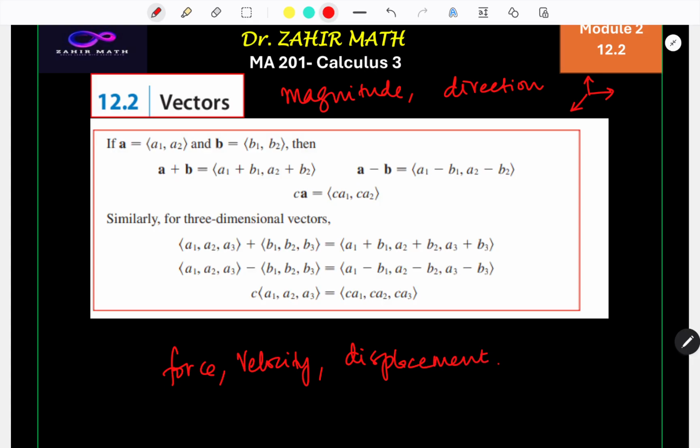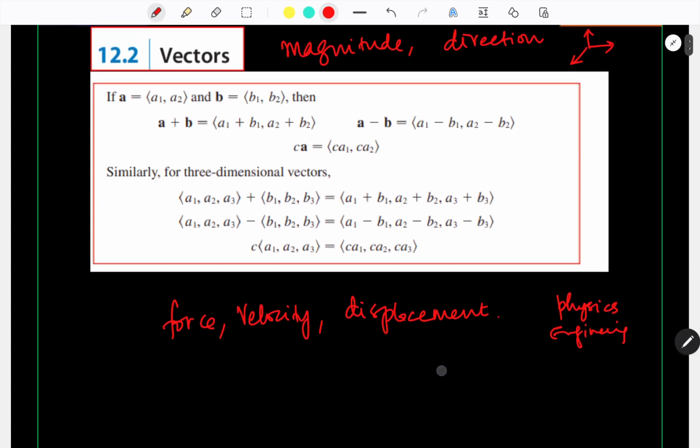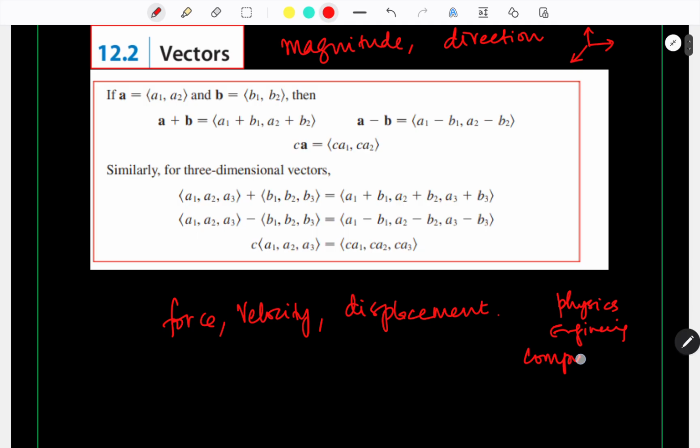Then why are vectors so important? Why do we need to study them? Vectors are very much essential in fields like physics and engineering, and also computer graphics, because it's 3D motion. So understanding vectors helps in solving real world problems related to motion and forces.